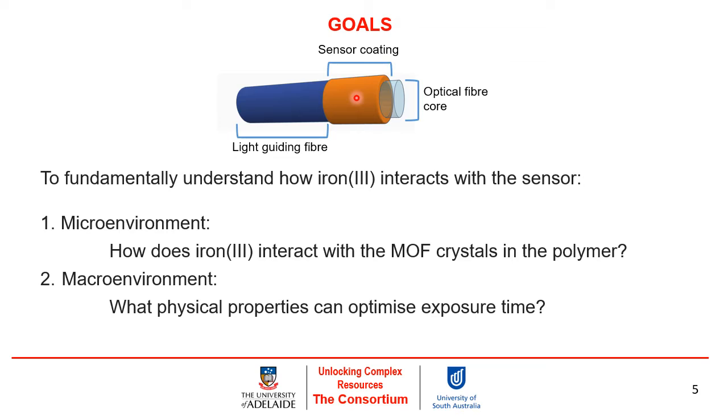In the macroenvironment, we look at how iron 3 travels through solution and the polymer to interact with the crystals. Understanding this, we know how long to expose the sensor to the solution for an accurate reading. Then we ask the question, what physical properties can optimize exposure time?